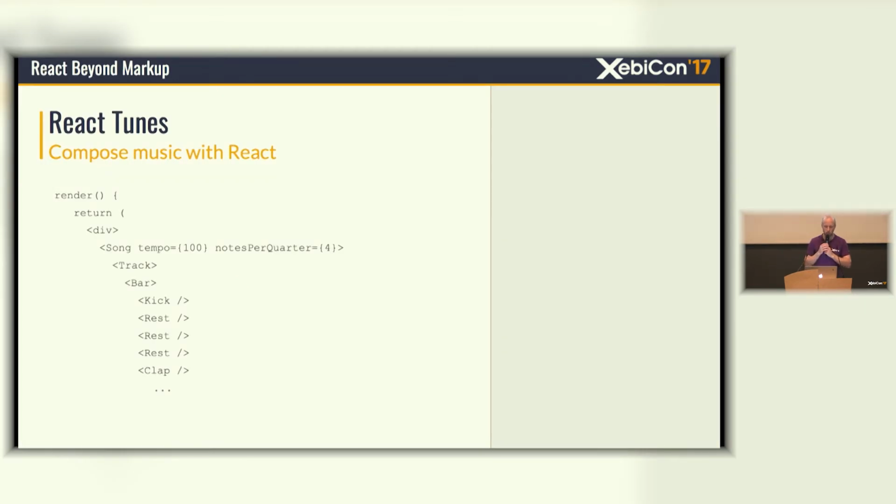What does that look like? So basically we've got the render that will return a song component. We've got tracks, we've got bars, and then inside the bars we can express our music step by step in a composable way, just like React composes things really well.